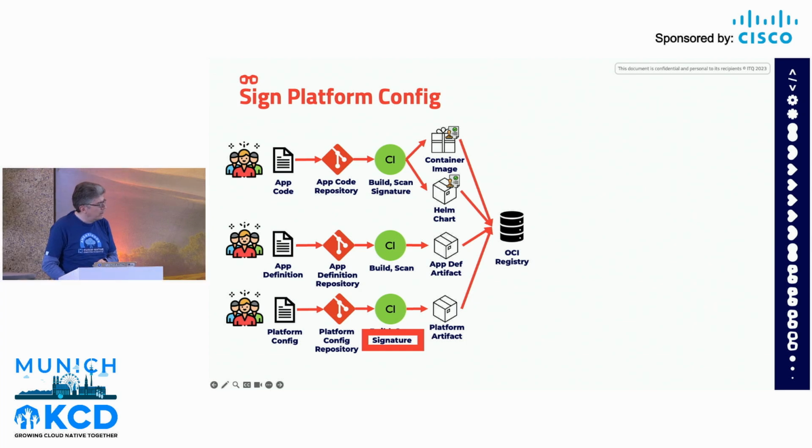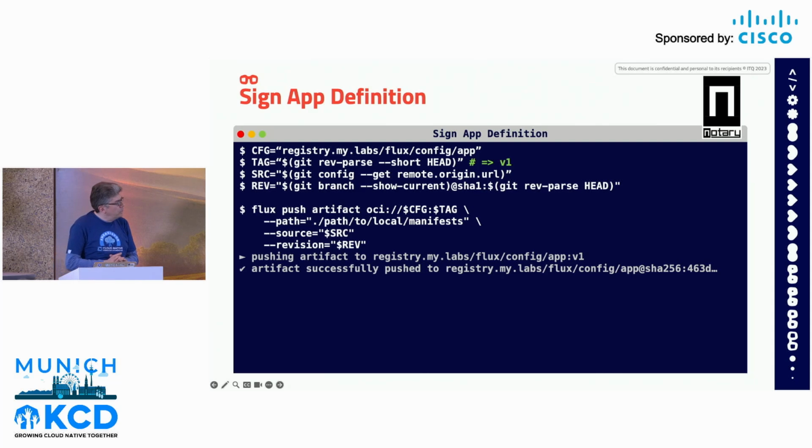On the CI pipeline, we can use the task for signatures of the platform configuration as well. The same goes for the application configuration. Because both have the same workflow, I will show you only the application configuration. Remember, when you push this application configuration from a dedicated path on the Git repository, we get the URL of the artifact pushed to the OCI registry plus its digest.